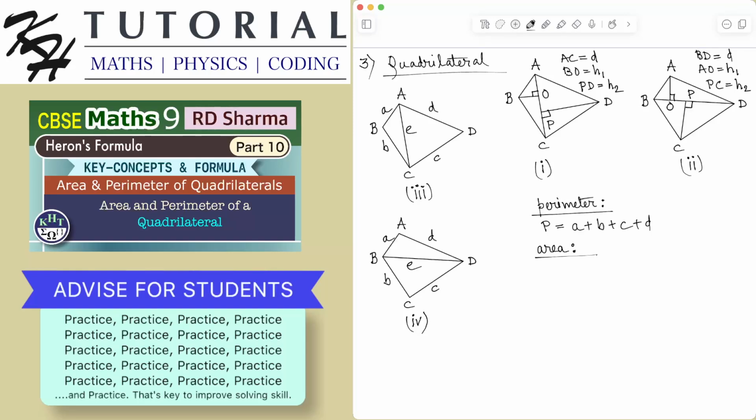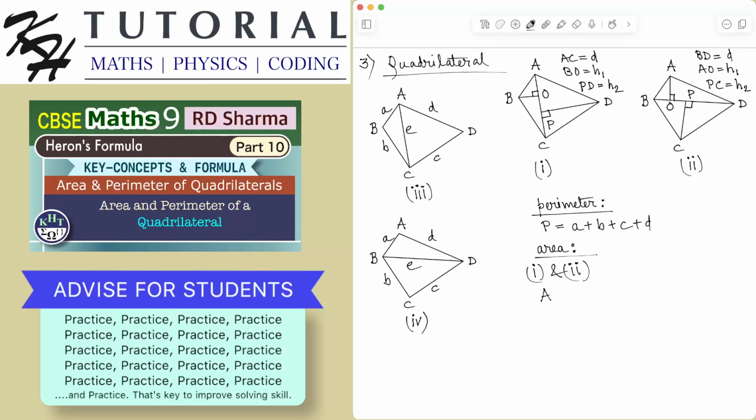Okay, so in this method, what will be the area of the quadrilateral? For the first and second case, where we know the length of a diagonal and the lengths of the perpendiculars drawn from the opposite vertices on the diagonal, we can find the area. So what will be the area in this case? Consider figure 1. The concept will be the same for figure 2.